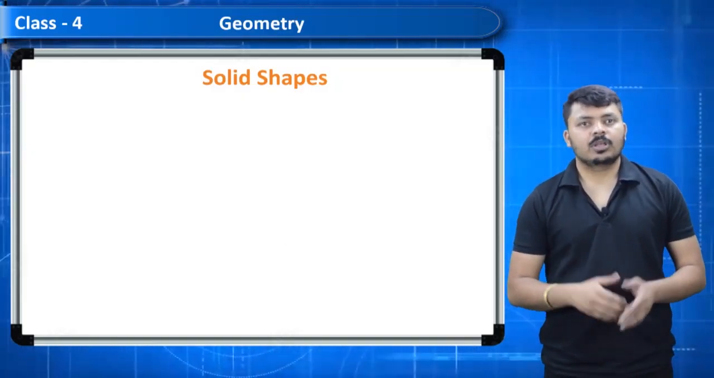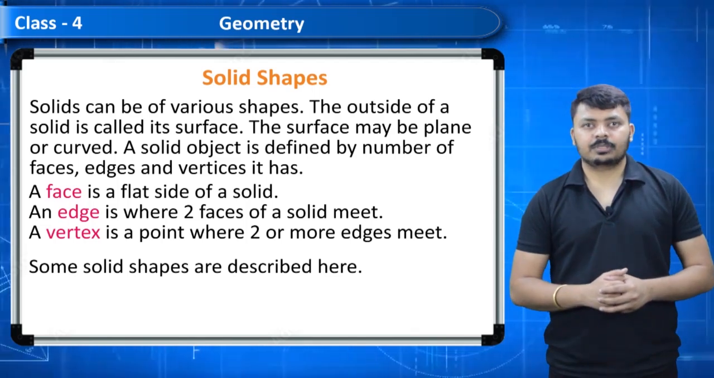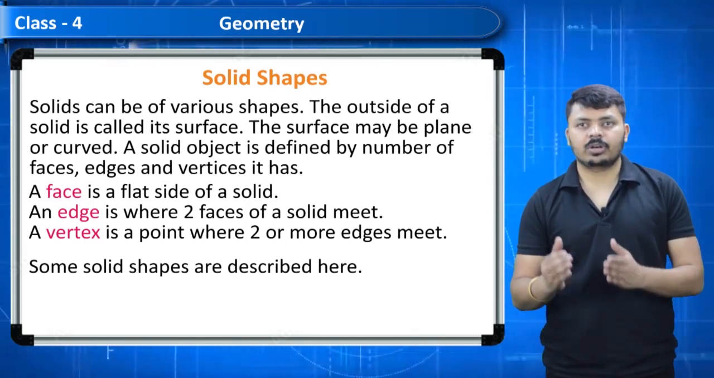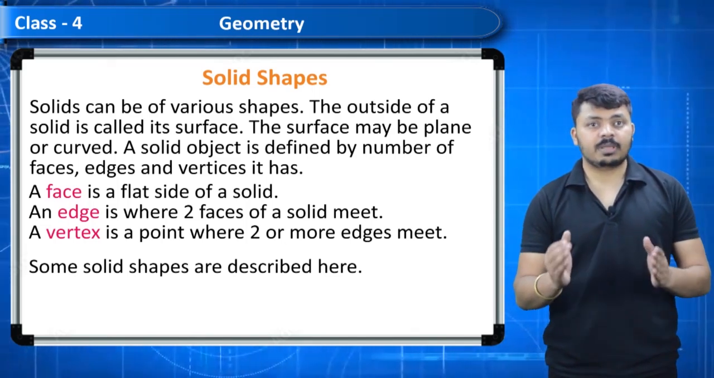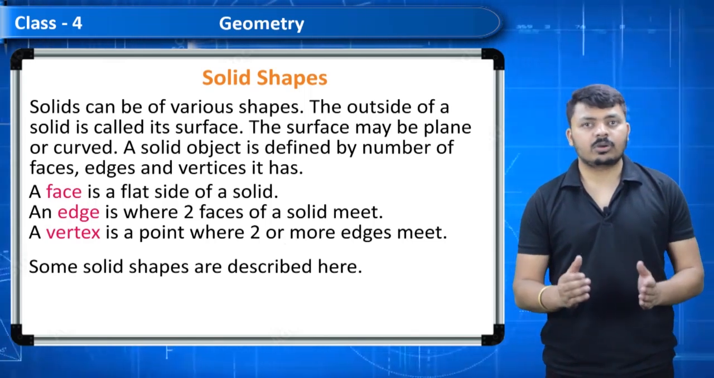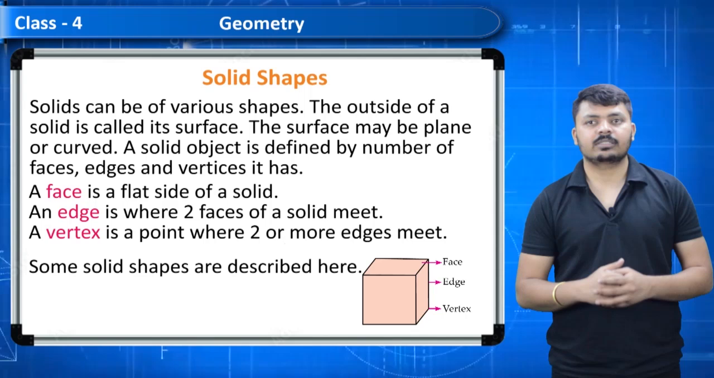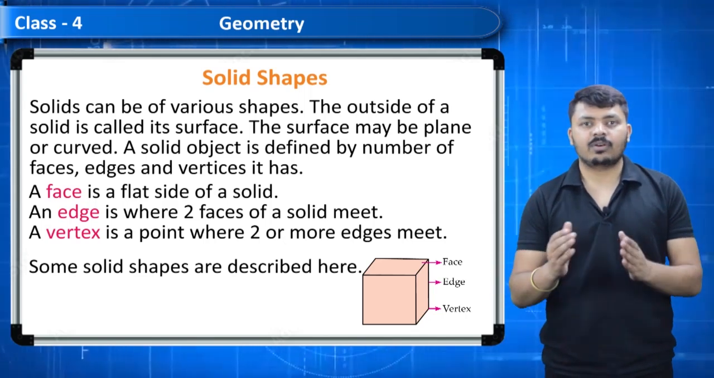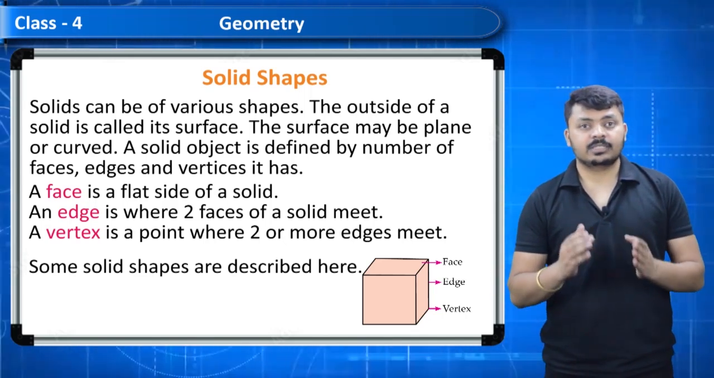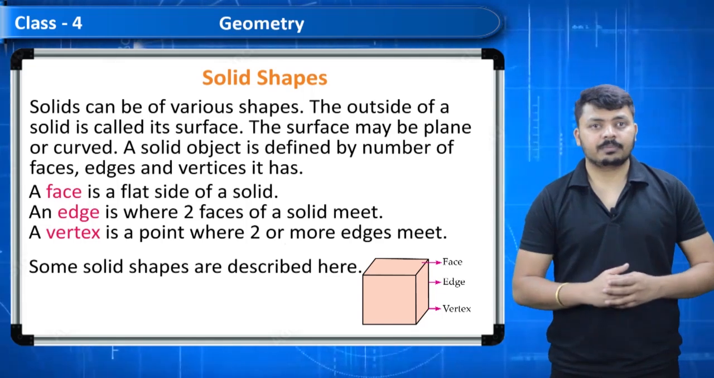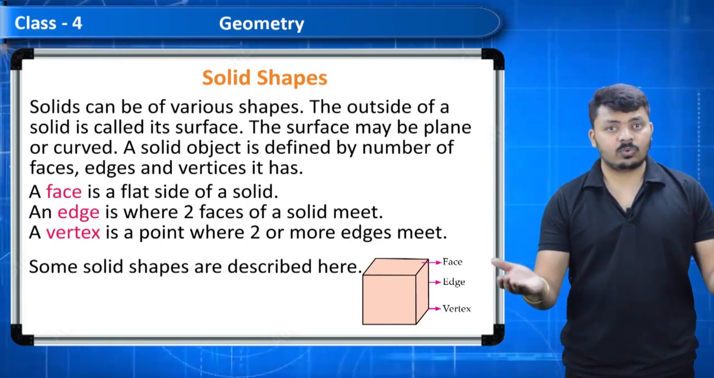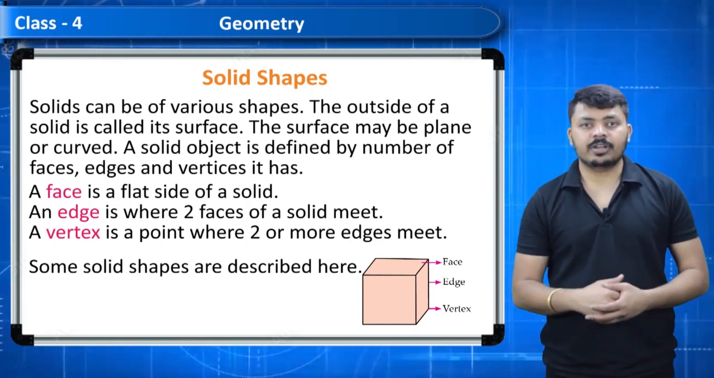Solid shapes. Solids can be of various shapes. The outside of a solid is called its surface. The surface may be plane or curved. A solid object is defined by the number of faces, edges, and vertices it has. A face is a flat side of a solid. An edge is where two faces of a solid meet. A vertex is a point where two or more edges meet, as shown in the figure.